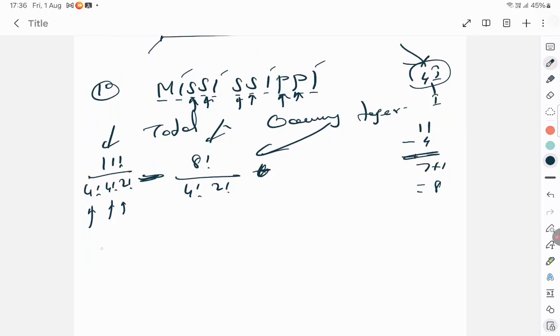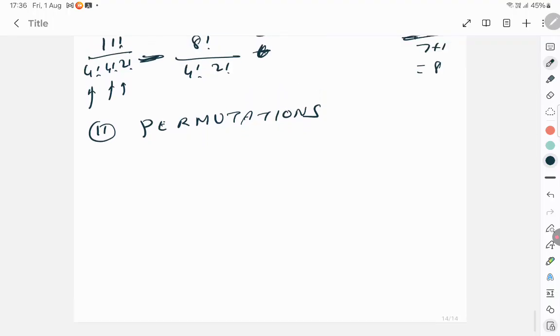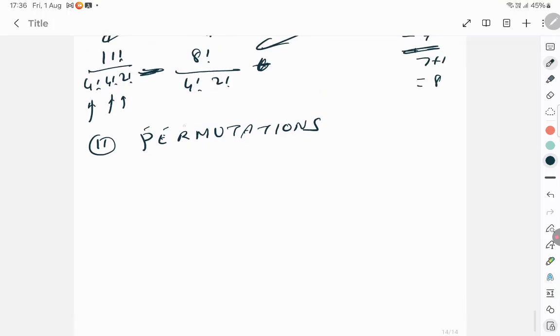So let's go to the next question, which is the 11th question. In the word Permutations, how many letters are there? 1, 2, 3, 4, 5, 6, 7, 8, 9, 10, 11, 12. A 12-letter word. You're going to consider the word always starts with P and ends with S. So P is fixed and S is fixed. So there are only 10 gaps in which you can fill the rest of it.